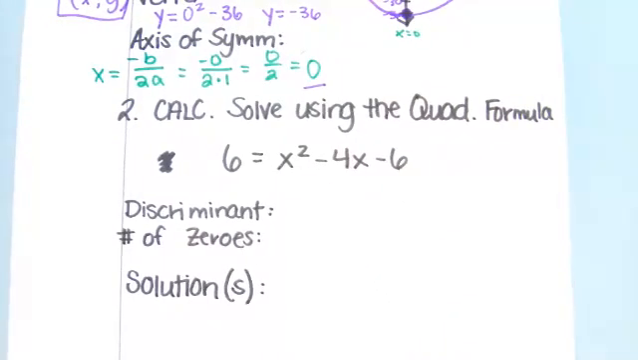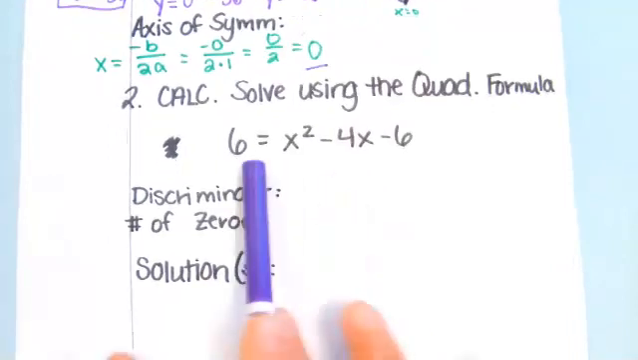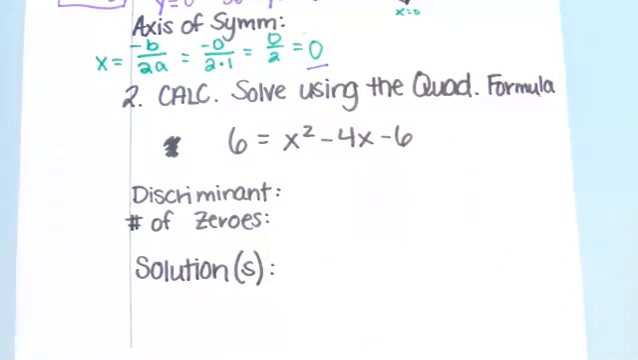All right. Now pretend you have your graphing calculator back. Oh, yay. So we have our graphing calculator back, but it specifically says solve using the quadratic formula. And it also says give me the discriminant, the number of zeros, and the solution. So first things first, look at this quadratic function.